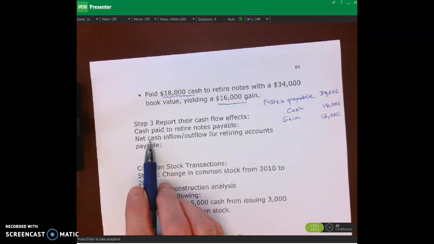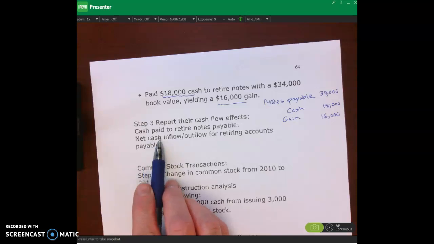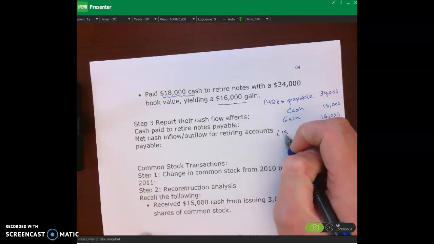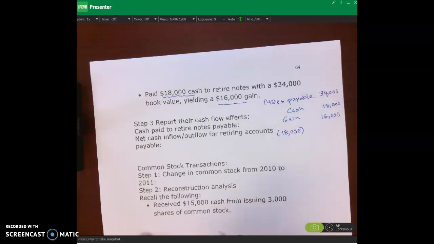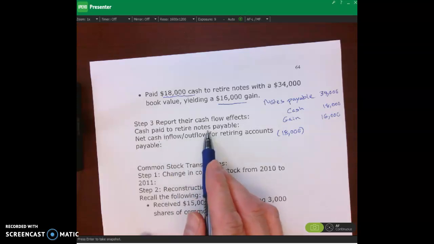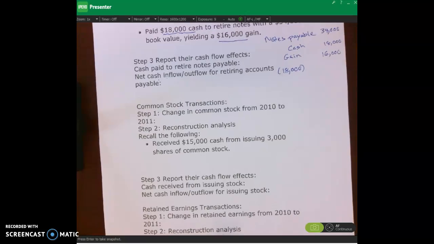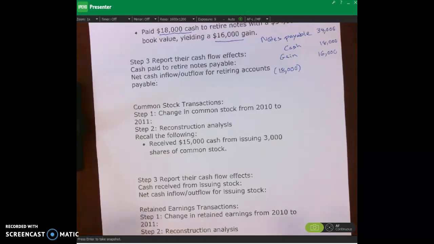What is our net cash inflow or outflow for retiring this note payable? It's the credit to cash right there. How much cash we had to pay. So whenever I say this net cash inflow for retiring this or for issuing stock, I'm saying, well, what is the increase or decrease in cash? Well, it's a decrease of $18,000 because we paid $18,000 cash right there. Okay, so now I'm going to hit pause and I'm going to flip the page.